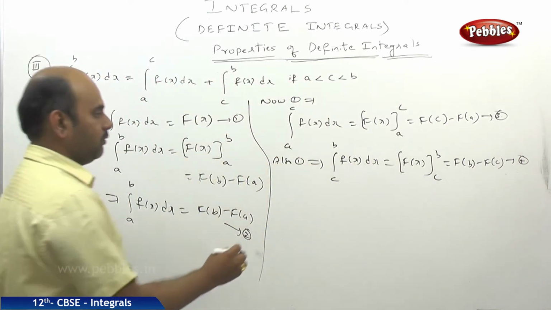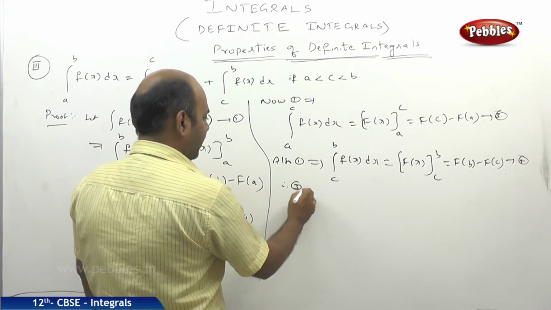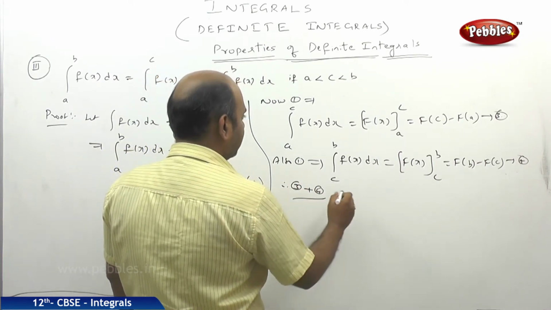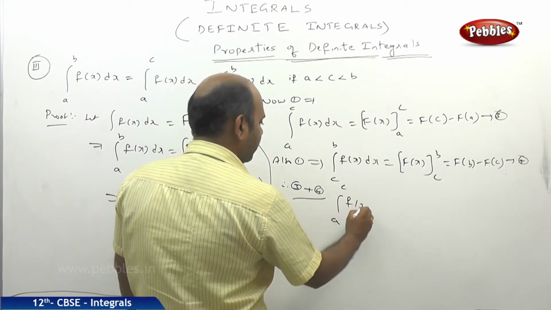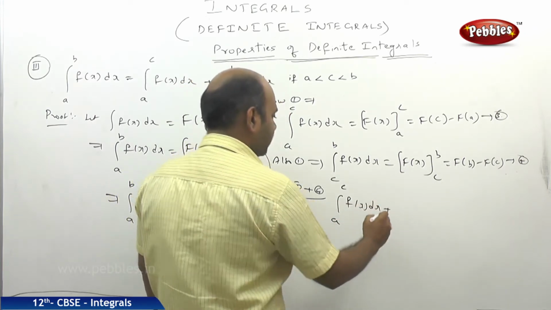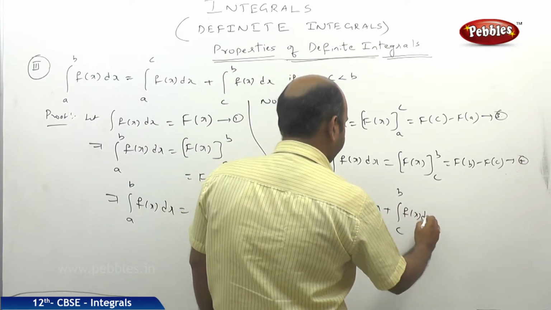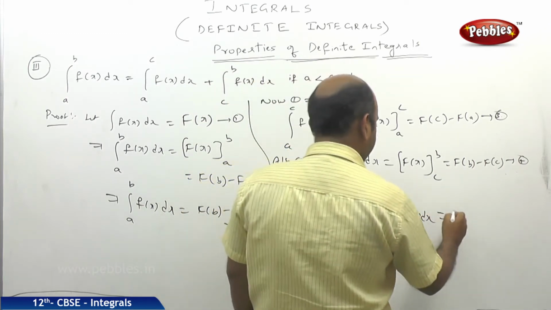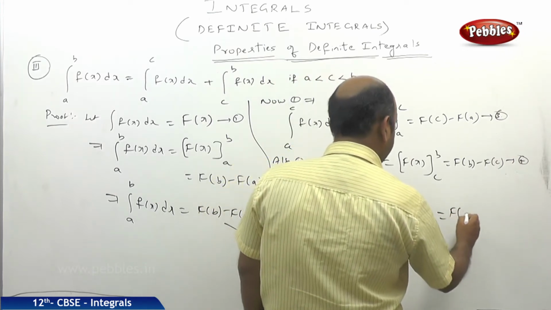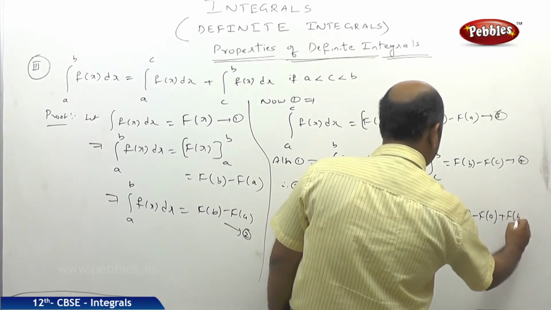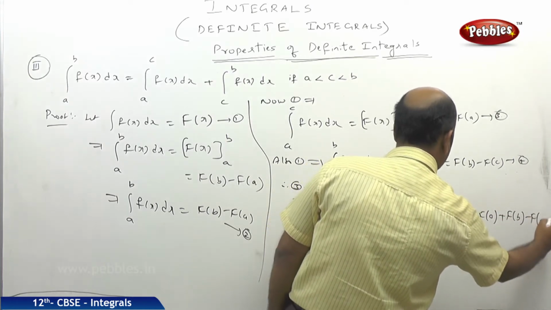Therefore, finally, what I'll be doing, I'll be adding 3 plus 4. 3 plus 4 means how can we write? Integral a to c f of x dx plus integral c to b f of x dx is equal to f of c minus f of a plus f of b minus f of c.